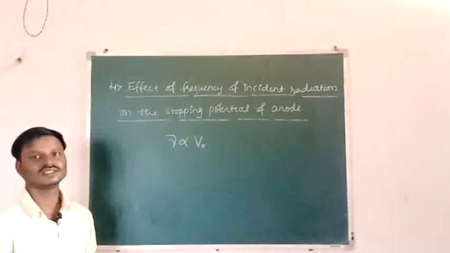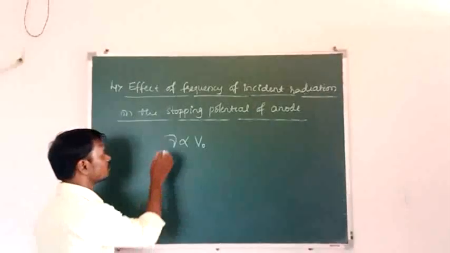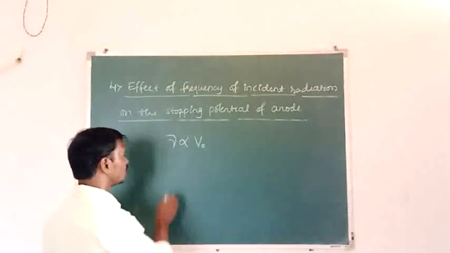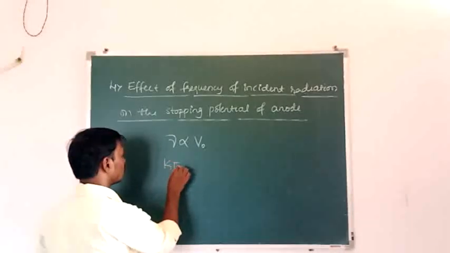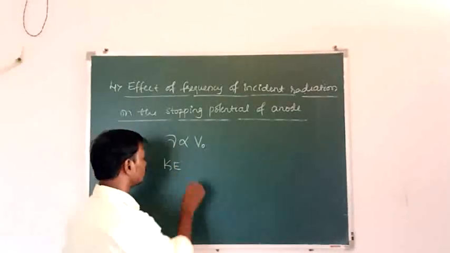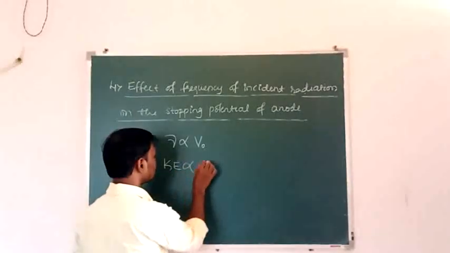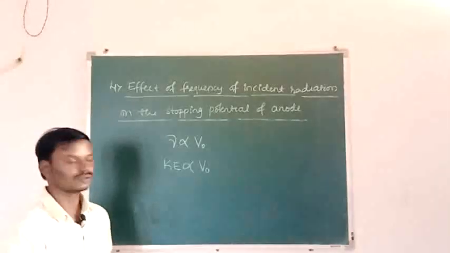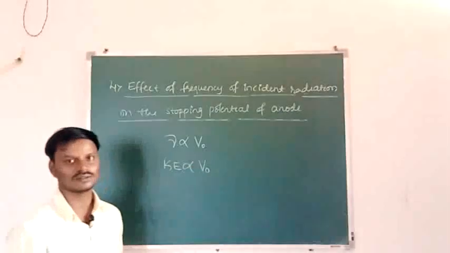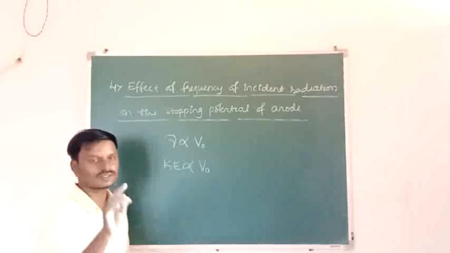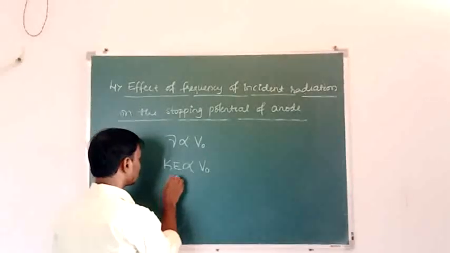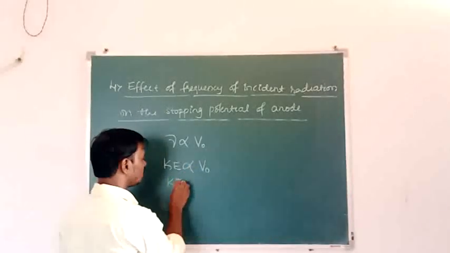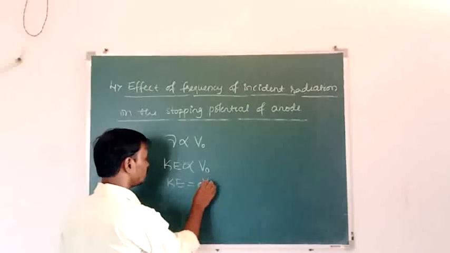And this frequency is directly proportional to the kinetic energy of the ejected electron. Then the kinetic energy is directly proportional to the stopping potential given to the anode to stop the fast moving electrons, because we want to make the current in the circuit zero. Then we have to remove this proportionality by applying a constant, that is e into V naught.